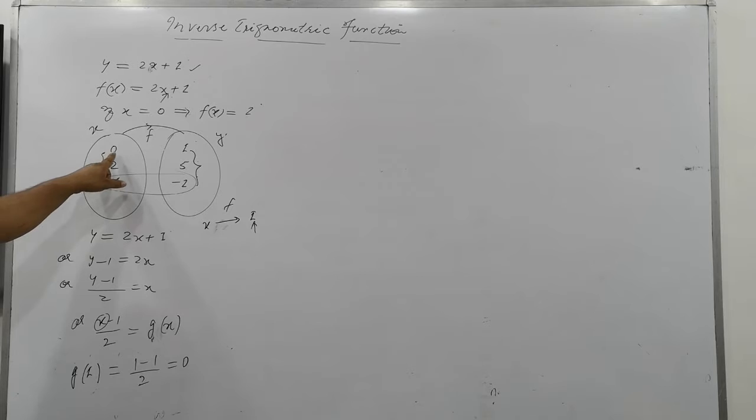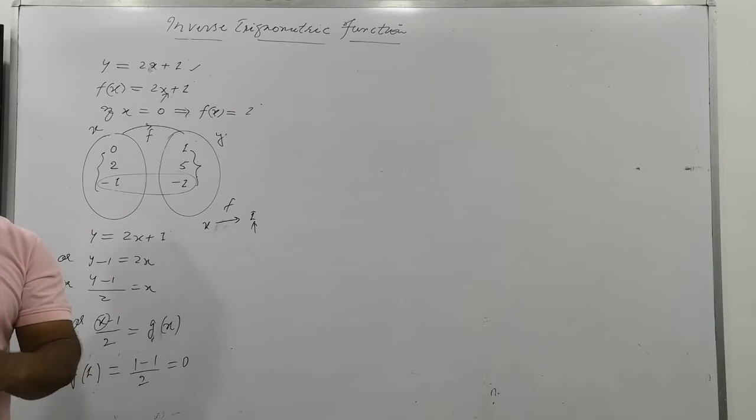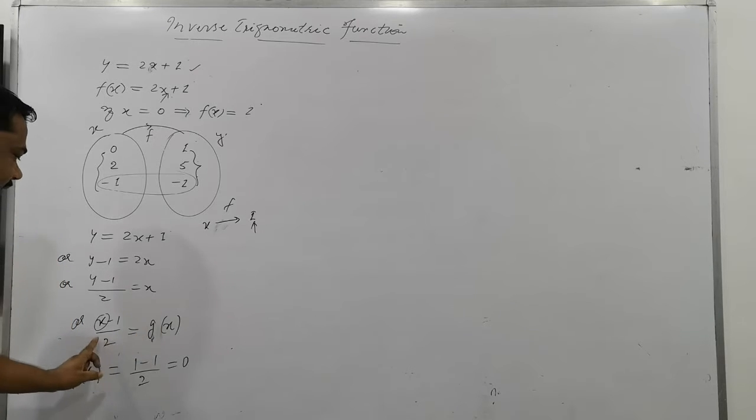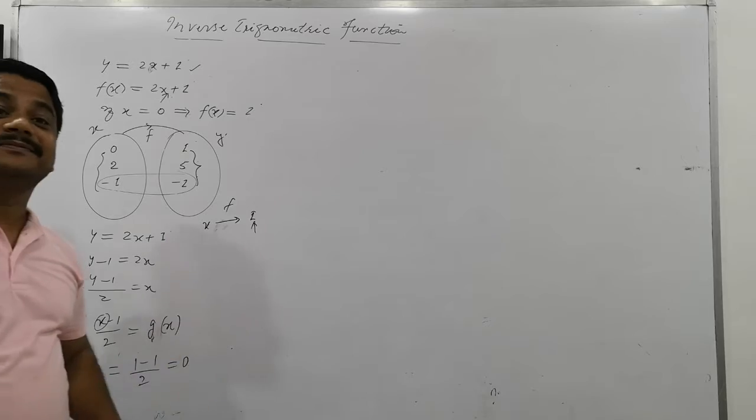Under f function, 0 gives you 1. Under g function, 1 gives you 0. So what can we say here? There are two functions here. What could be the relationship between the two functions, f and g?